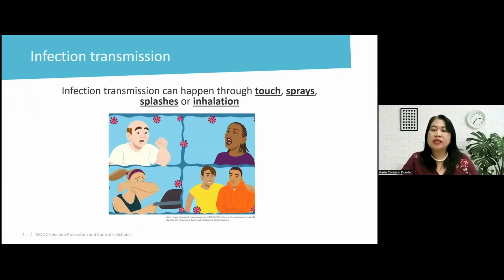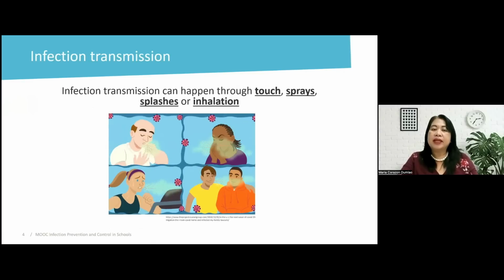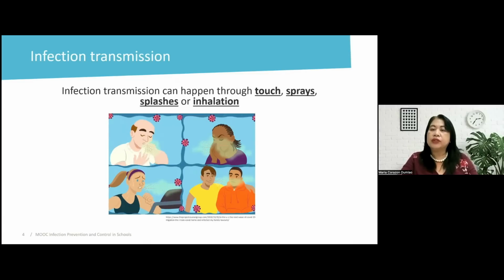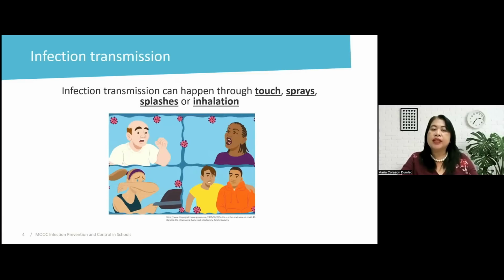Germs can be transmitted in a variety of ways, such as contact by touch if proper hand hygiene or disinfection is not carried out, spray splashes, for example, through coughing or sneezing when droplets carrying germs land on the susceptible person or surfaces the person later touches, or inhalation when tiny germs move through the air and are inhaled by the susceptible person.